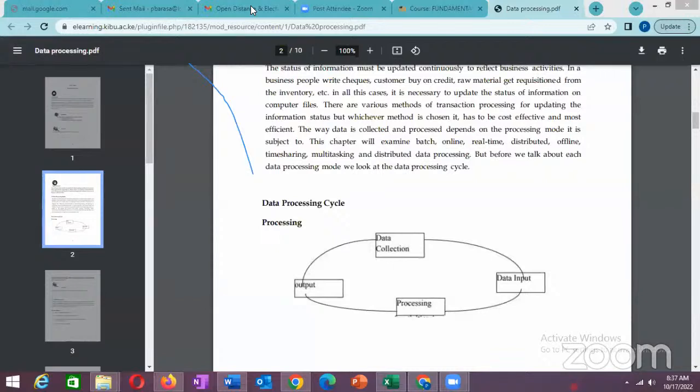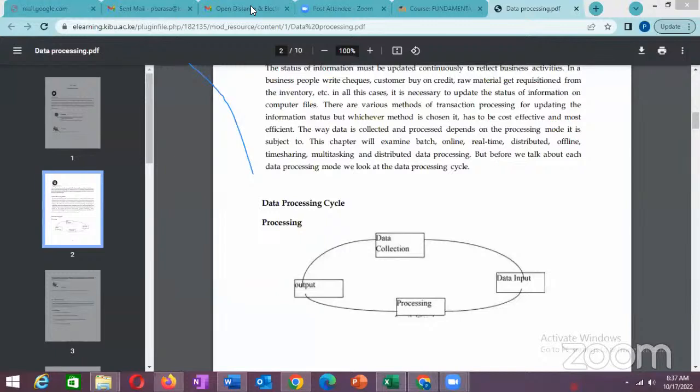Then we have Chenane Samantha. Data collection, first stage of data collection. Then we have input, raw fact is converted into machine-readable form. Processing, raw fact is subjected to various data processing methods. And then we have Yvonne Simiu: data collection is where raw facts are preserved.